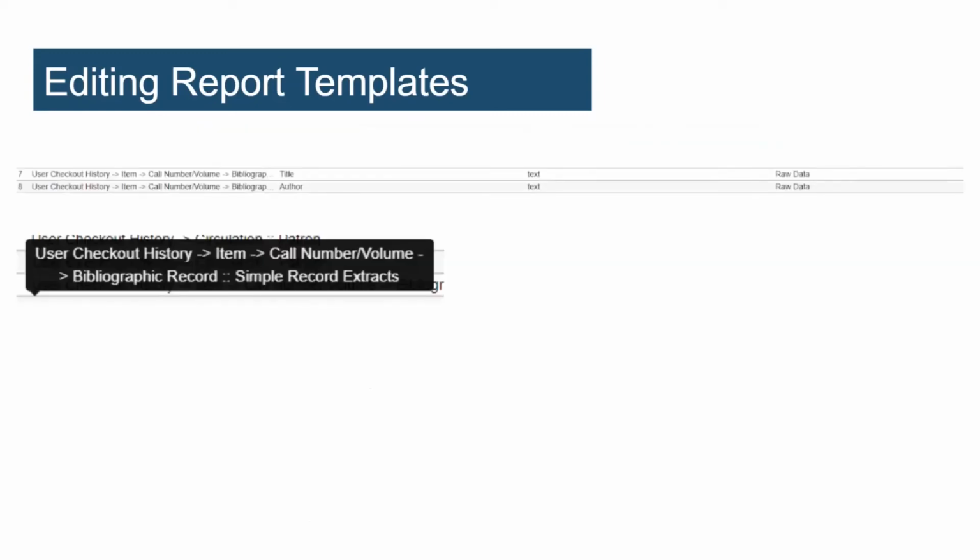Take a look at this. In our display field, we're already showing the title and author. So how did the original creator of the template manage that? Try hovering your mouse over the source path and it'll tell us how they got the data we're looking for. It looks like it went through the checkout history, into the item, and then into the call number, then into the bib record before finally hitting something called the simple record extracts. It's up to us to recreate that source path by navigating to the correct data source from our core source.